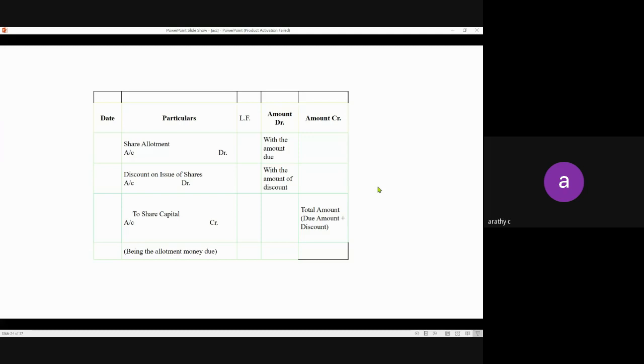In the case of premium, that's due amount plus premium amount. Here it is due amount plus discount. The difference is that here the discount account is debited and in the earlier case it is credited. So these are the main journal entries regarding shares issued at par, premium and discount.